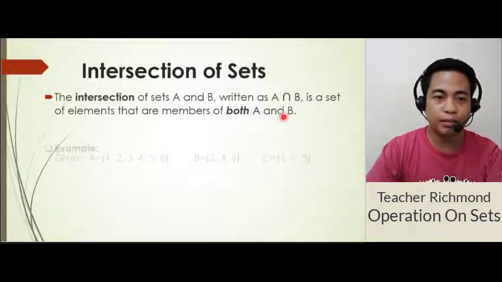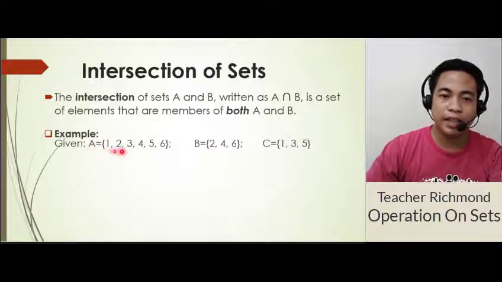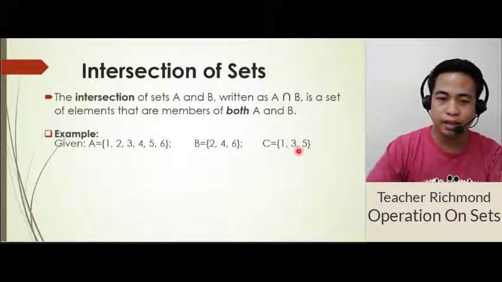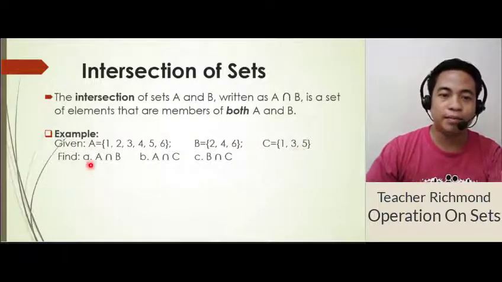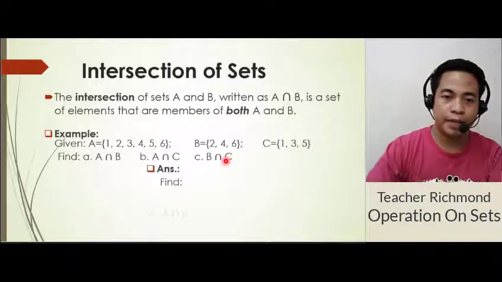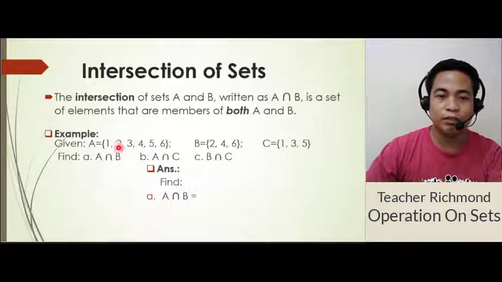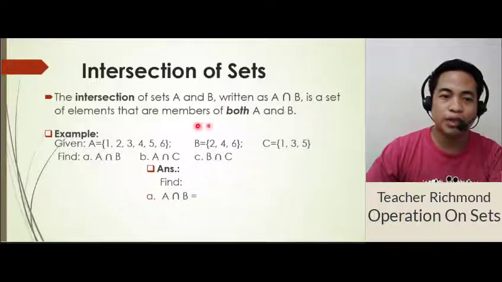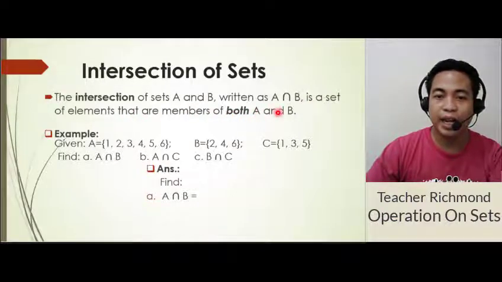Now, let's take for example, we have this given the set A, set B, and set C. Okay, and we are asked to find the intersection of set A and B, and the intersection of set A and C, and the intersection of set B and C. So we'll answer the first one. Alright, so find the intersection of set A and set B. Now remember, the definition is that the intersection of set A and set B is a set of elements. Okay, put this in your mind, is a set of elements that are members of both A and B.